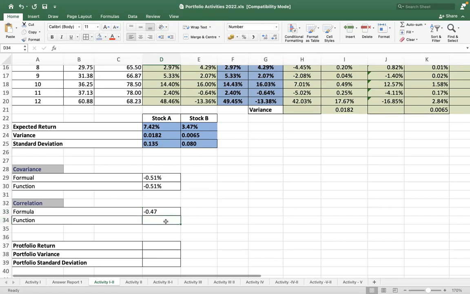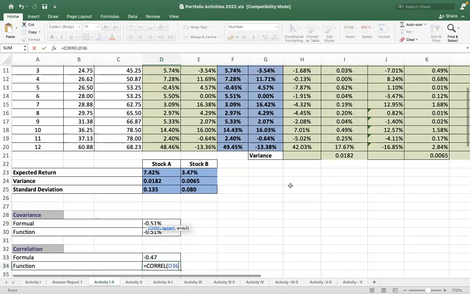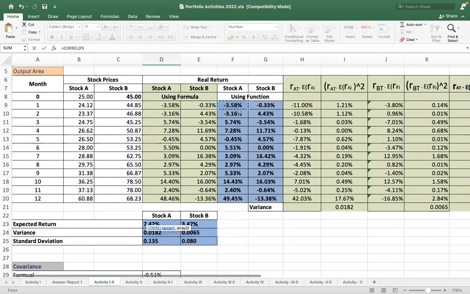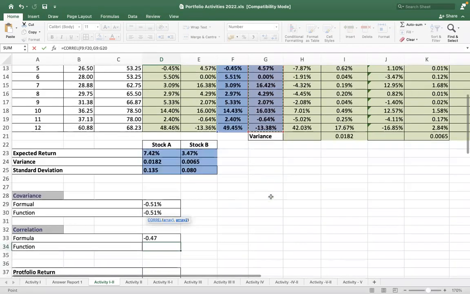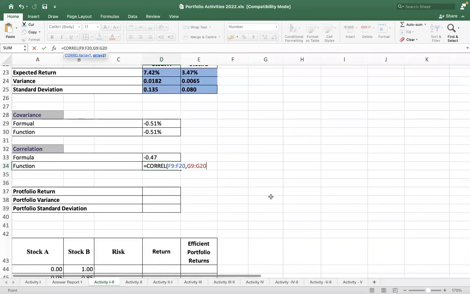Right, correlation. So then we can also apply the correlation function in Excel. CORREL, that is correlation of returns of stock A, comma, returns of stock B. Then close the bracket, then press enter. Same answer. I will do it again. Type CORREL, correlation.